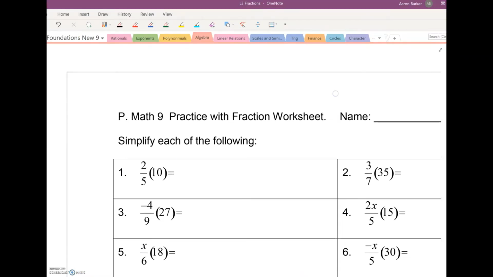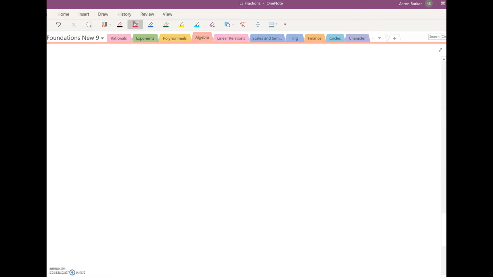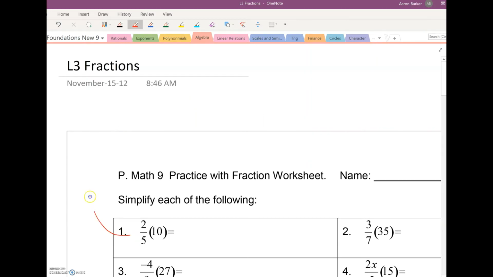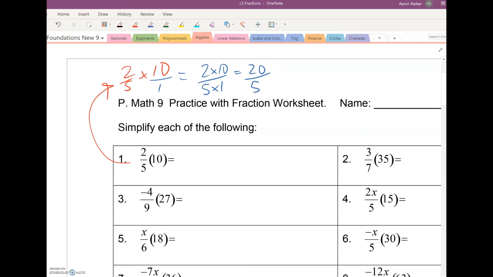Here we have 2 over 5 times 10. One way to think about this is if you have 2 over 5 times 10, you have to remember that it's 10 over 1, so it equals 2 times 10 over 5 times 1, which equals 20 over 5. Now that's not the best way to think about it, but it is one of the ways to think about it.